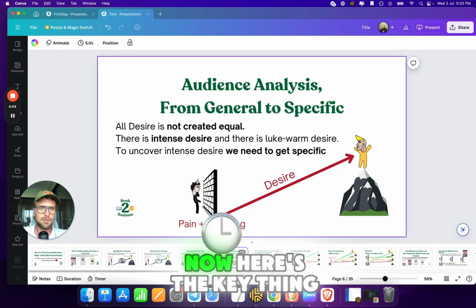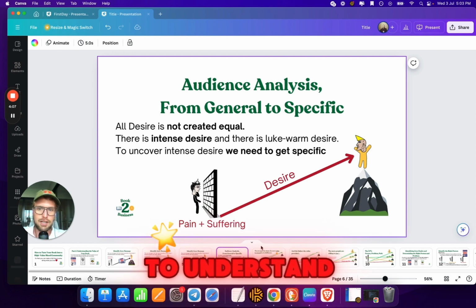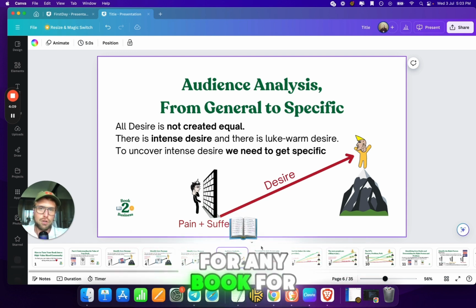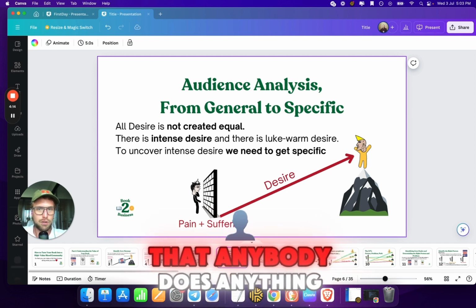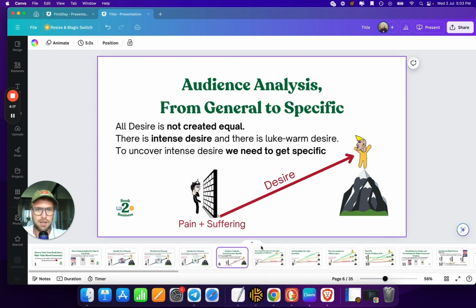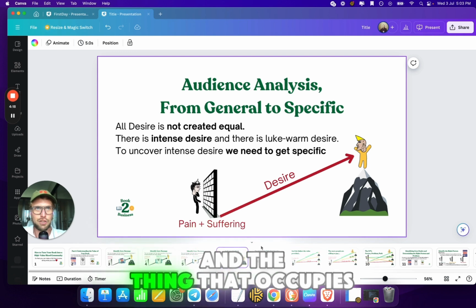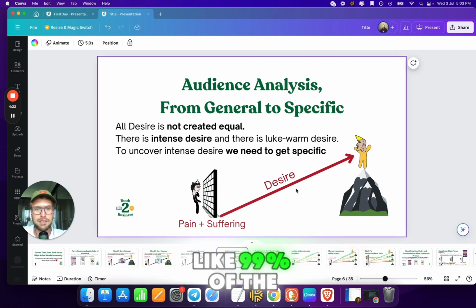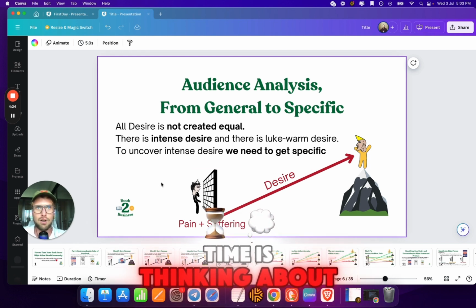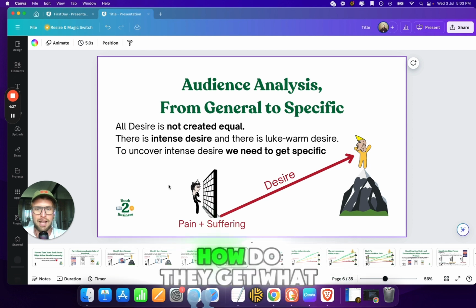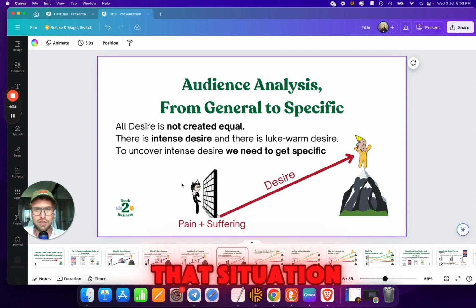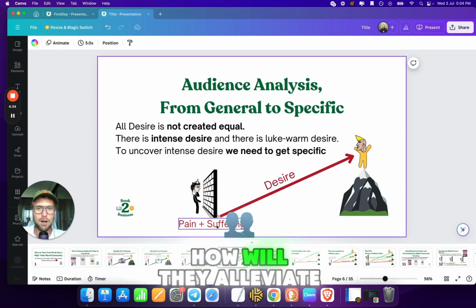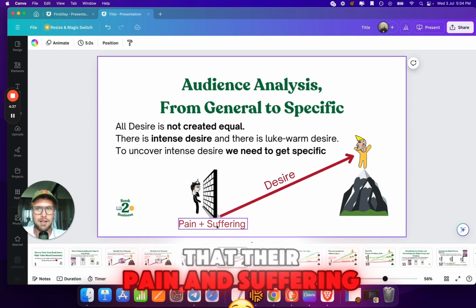Now, here's the key thing to understand. For any book, for any business, for really any reason that anybody does anything, the thing that occupies people's brains 99% of the time is thinking about what do they want, how do they get what they want, and how it will be better when they get to that situation. Put another way, how will they alleviate their pain and suffering?